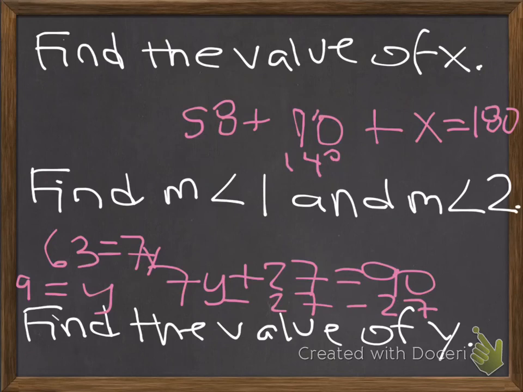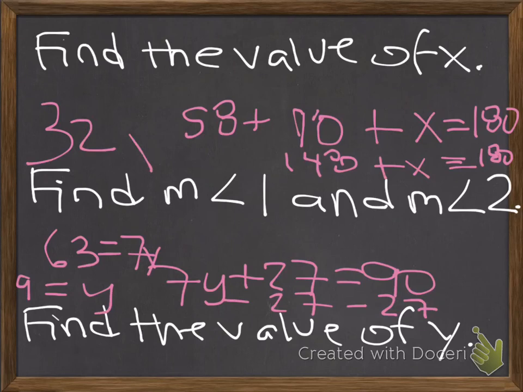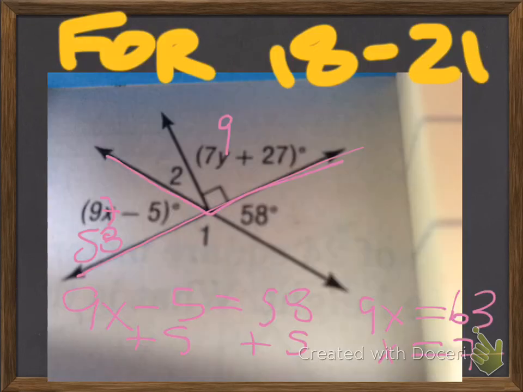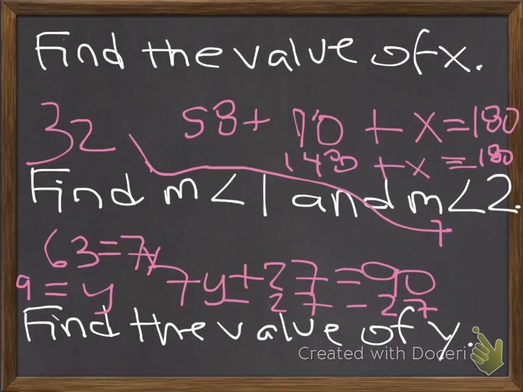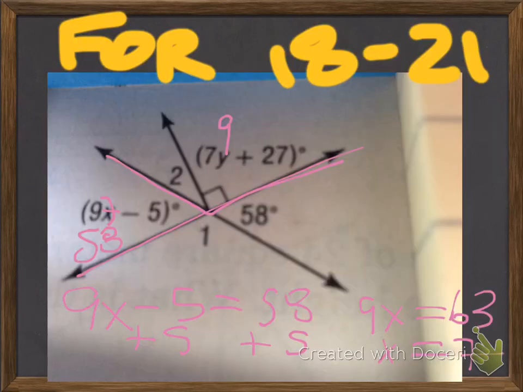So 148 plus x equals 180, and you'd solve by subtracting 180 minus 148. So that gives us 32. So 32 is going to be angle 2. And then angle 1 is going to be 90 plus 32, which is going to give us 122, because it's vertical from these two like I showed you.